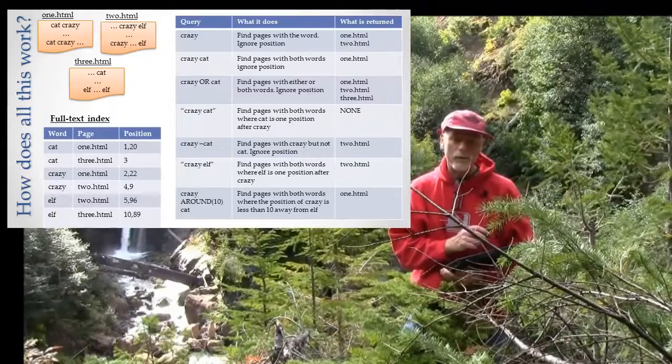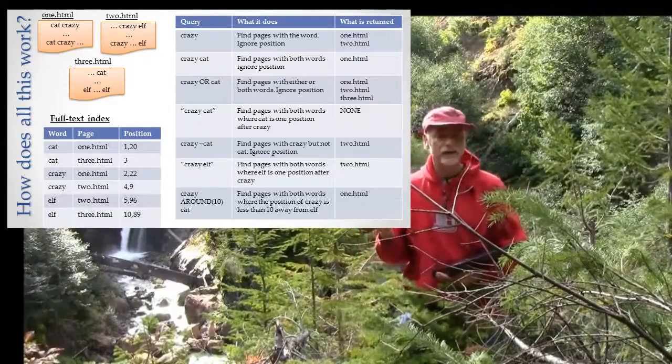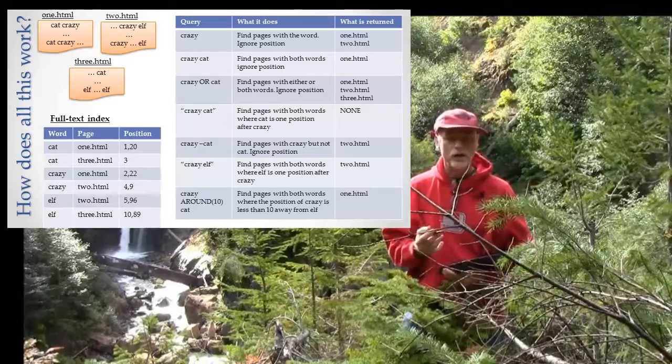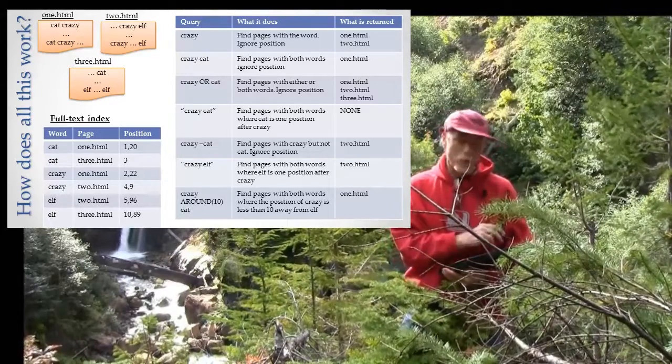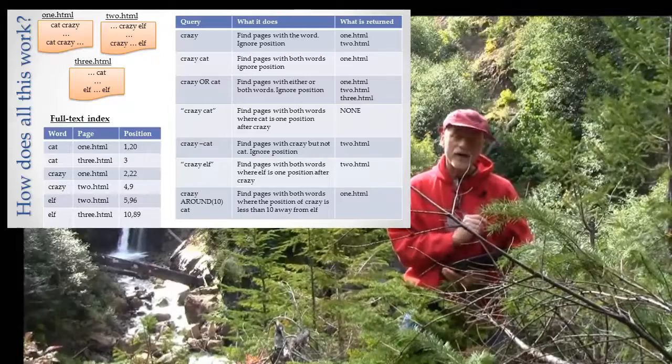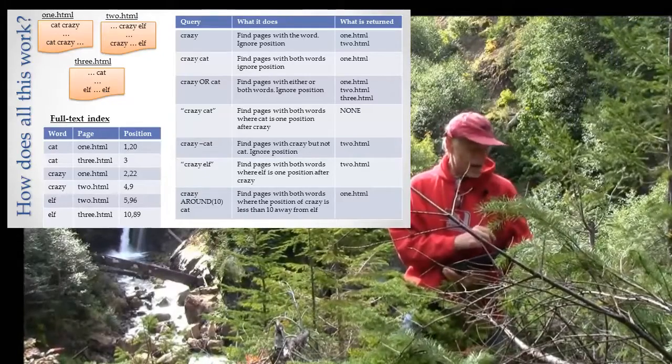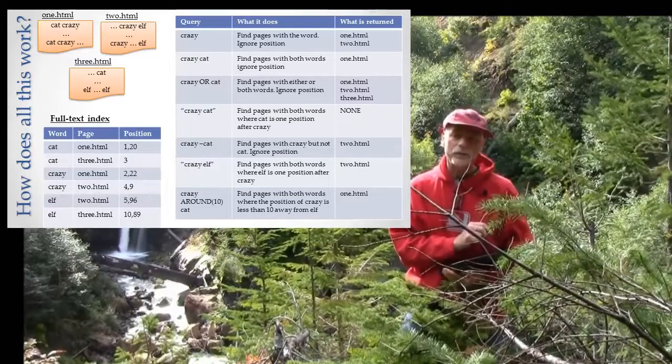Here we have three web pages. Of course, Google indexes billions and billions of pages, but we're going to focus on these 3 pages because this will tell us enough to understand the process. Page 1 HTML, 2 HTML, and 3 HTML. I've abbreviated what's on those pages to keep things as simple as possible.